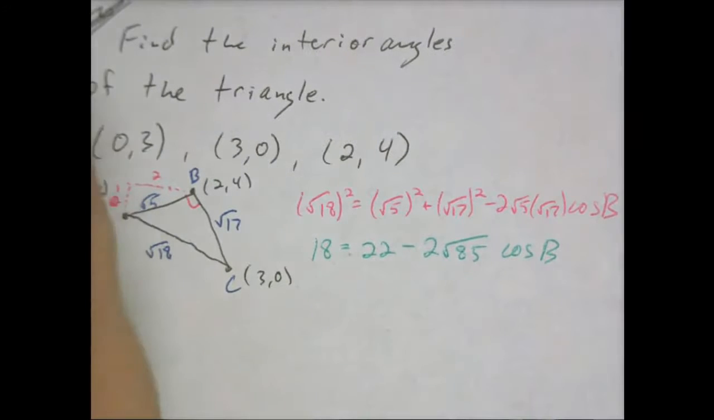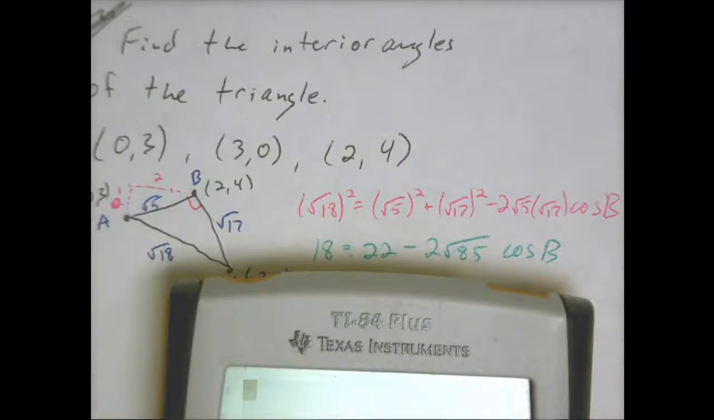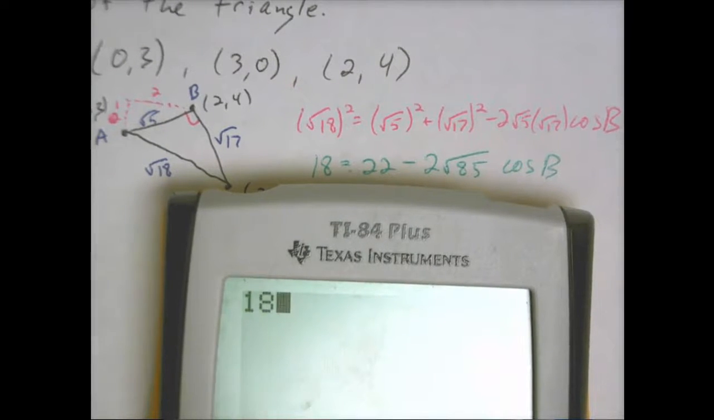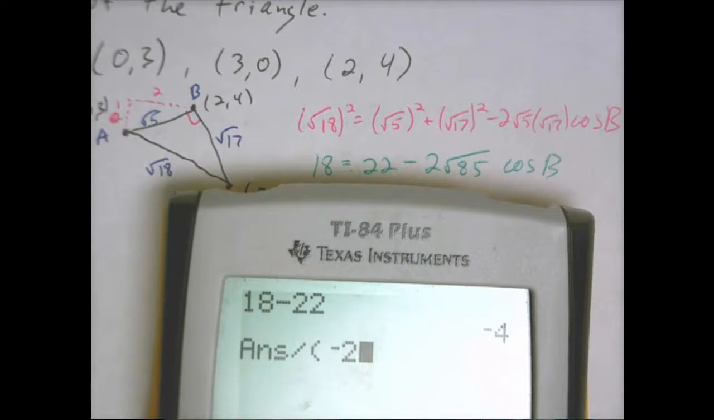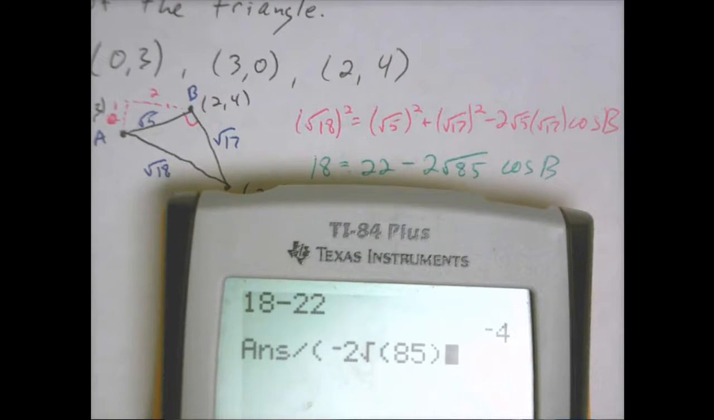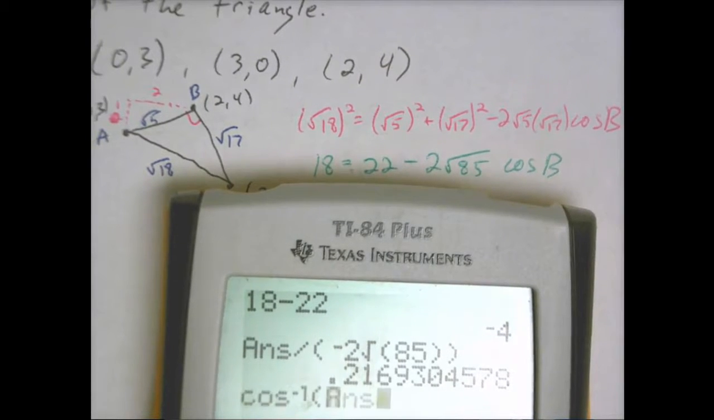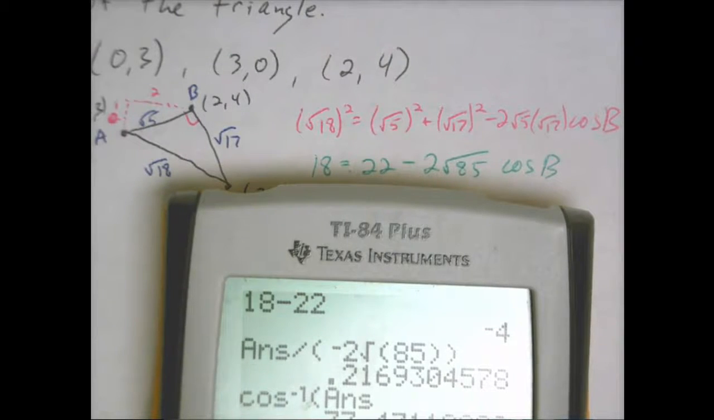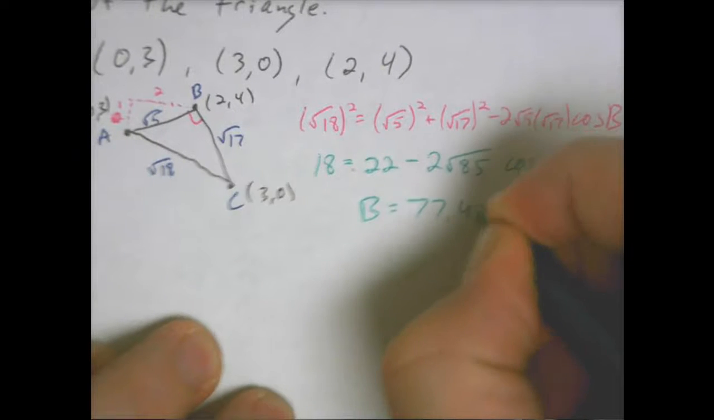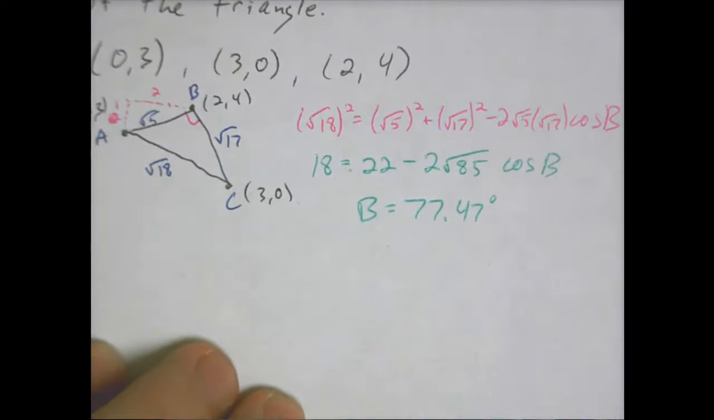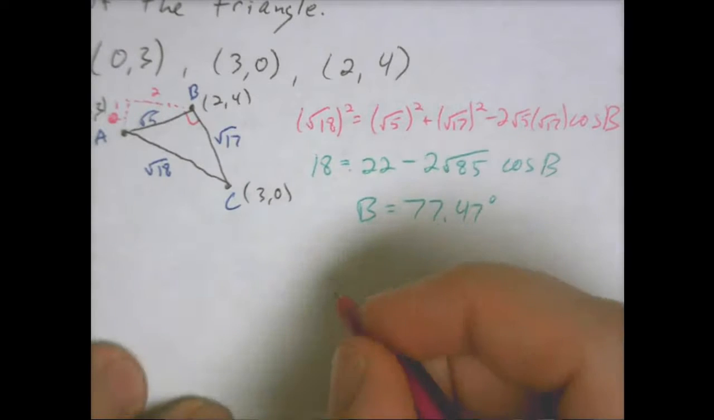So I'll enter in my calculator 18 minus 22 divided by negative 2, put that in parentheses, negative 2 square root 85. And take the cosine inverse of my answer to get that the angle is 77.47 degrees. So B is 77.47 degrees. Now that I know one angle across from a side, I can find any other side that I want. That was my first step.